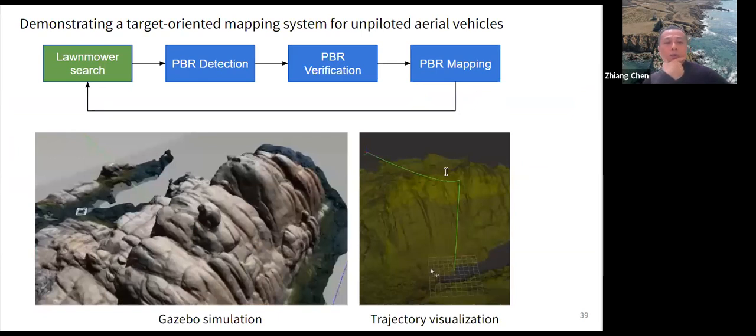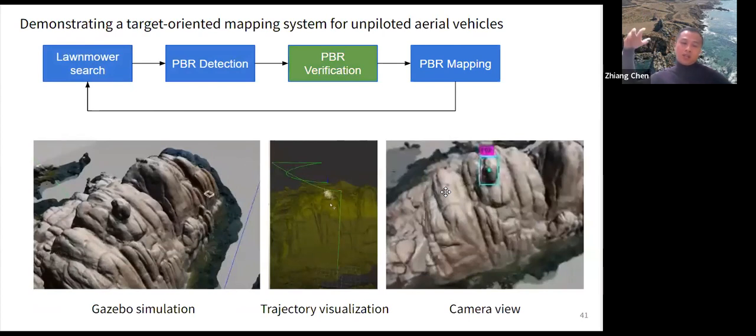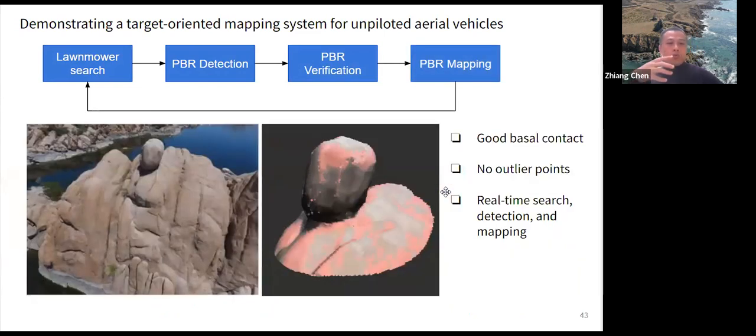So first, the onboard 3D rock detection system starts with a lawn-mower search from a high elevation. At the same time, it is using one of the cameras in the stereo camera to detect PBRs in real time. And once a PBR is detected, it will move around because machine learning may have false detections. And this step is to eliminate the false detection from multiple different views. And once a PBR is verified, the drone will fly closer to the PBR and conduct a circular motion to map the full body of a PBR. And when the mapping is done, the drone will return to the lawn-mower search pattern and find the next target.